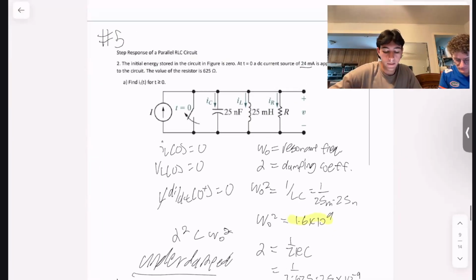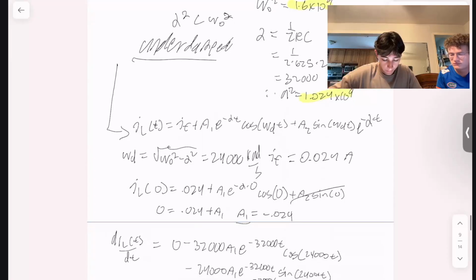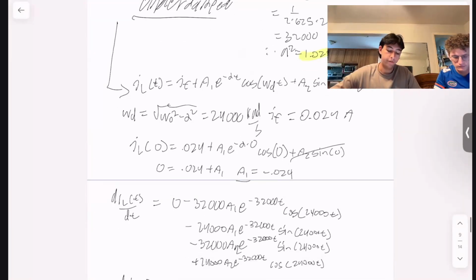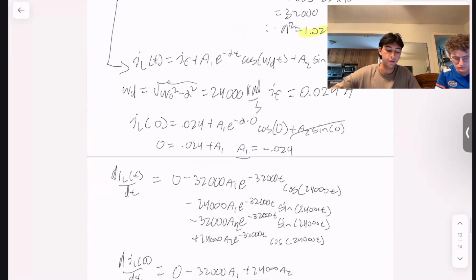The graph of an underdamped system looks like this. Over time, you're going to reach 0 gradually. So after this, you're going to want to find your A1 and A2 coefficients.